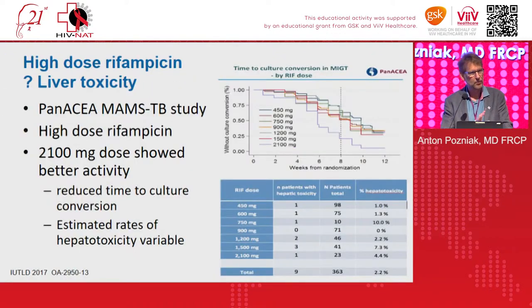But of course, people are worried about high-dose rifampicin. Does it cause liver toxicity? Here's just a graph to show the killing effect of a very high dose. This is 2,100 milligrams, right? That's a lot of rifampicin. And you can see here, even when you come up to high doses, that the number of patients, I know it's quite small in the end, who develop hepatotoxicity is variable, and it doesn't look like it's dose dependent.